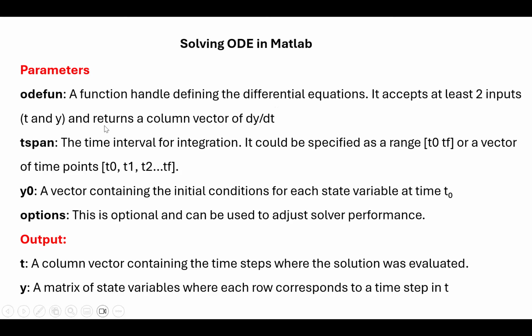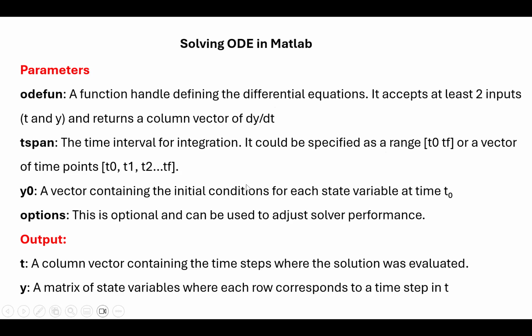tspan is a time interval for integration, and it could be specified as a range. Let's say you want to run from 0 to 5: the starting point and the finish point. t0 is the starting point and tf is the final time. So let's say you want to do 0 to 5. This will be 0 and this will be 5.